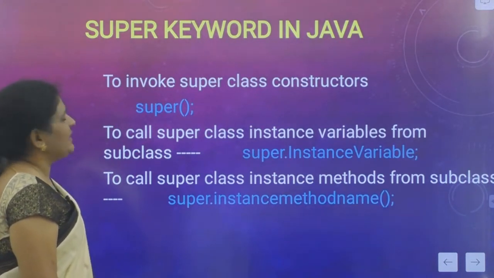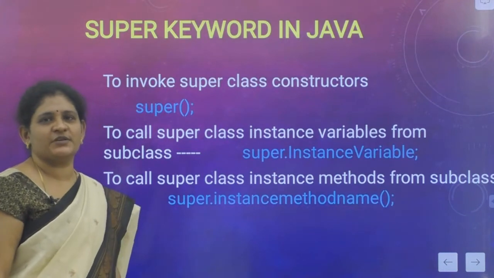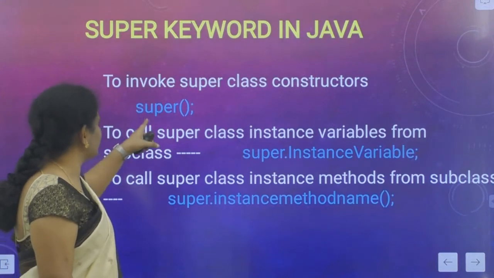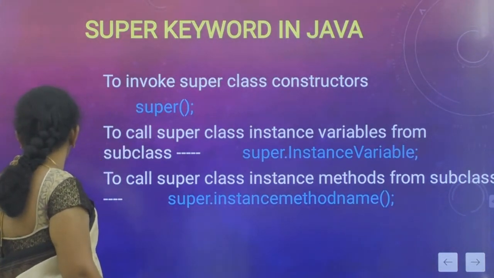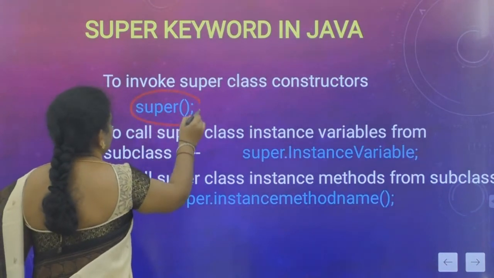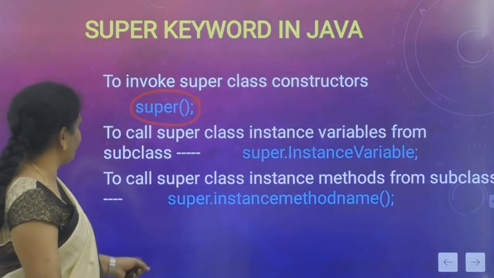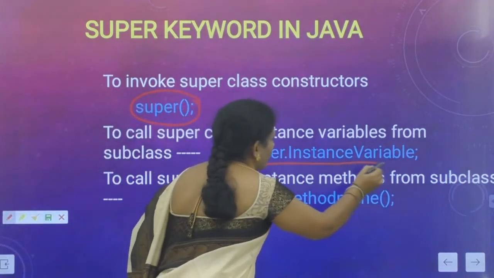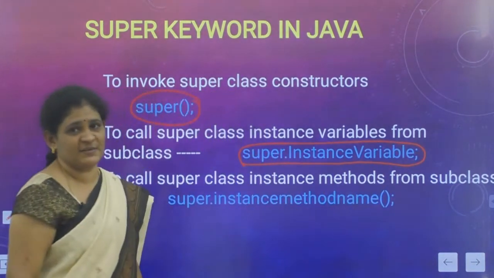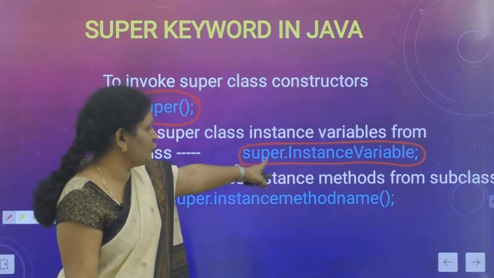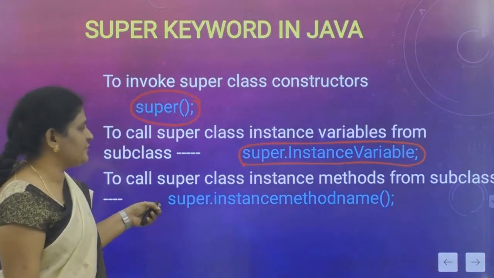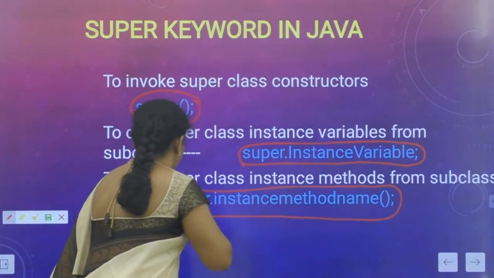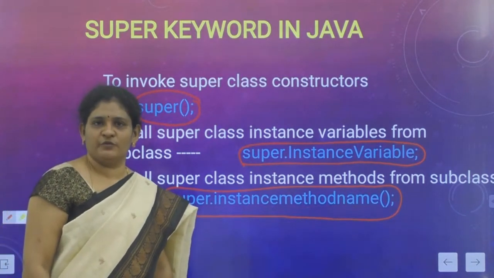So as I said, super can be used to invoke superclass constructors, to call superclass instance methods and instance variables. How can I access superclass constructors? The syntax I have given here, super of, and by using this I can access the superclass constructors. To call the superclass instance variable, this is the syntax: super dot instance variable. You can directly call the instance variables of the superclass by using super dot instance variable. Similarly, if you want to access superclass instance methods, then this is the syntax: super dot instance method name. This is the way we will be accessing the members of the superclass.